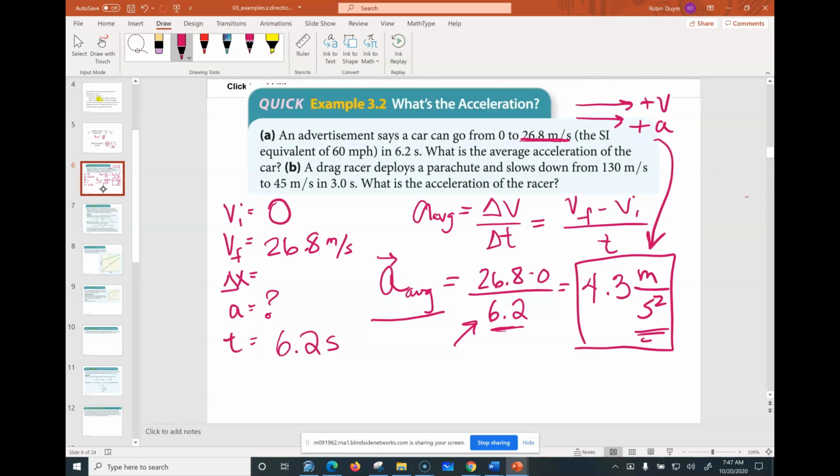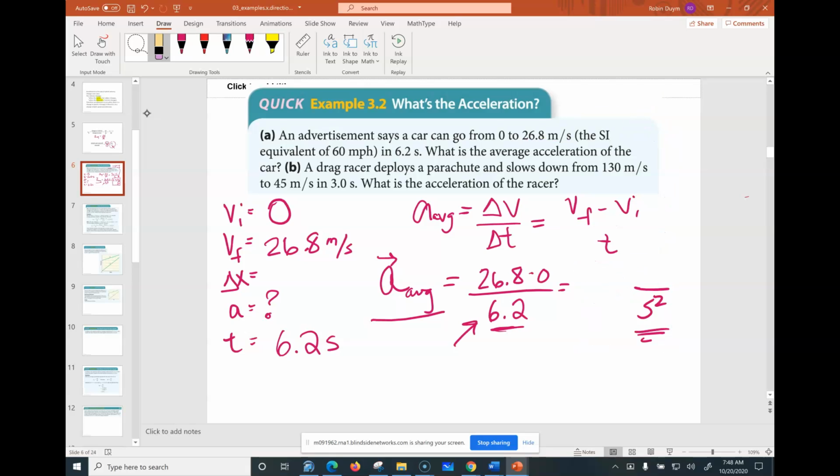Now let's look at part B. Read up on part B while I erase part A. Maybe. Oh my goodness. This one.